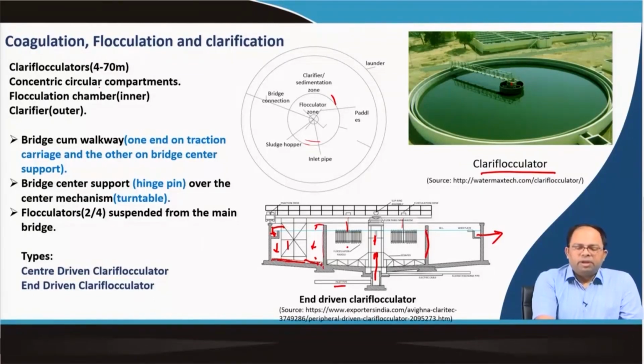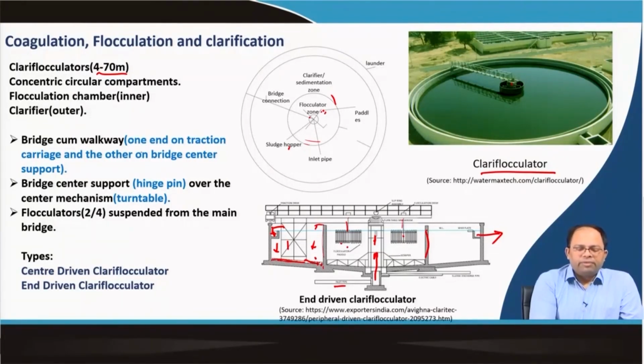Clariflocculators could be of different sizes, from 4 meters to 70 meters. Of course, 4 meters is too small, but 70 meters is more likely. They have concentric circular compartments. The inner zone is the flocculator zone, the outer zone is the clarifier or sedimentation zone, and then we have the sludge hopper fitted below. The inlet pipe is in the center, the paddles are located over here, and we have this bridge which is used both for observation and for fitting all these paddles.